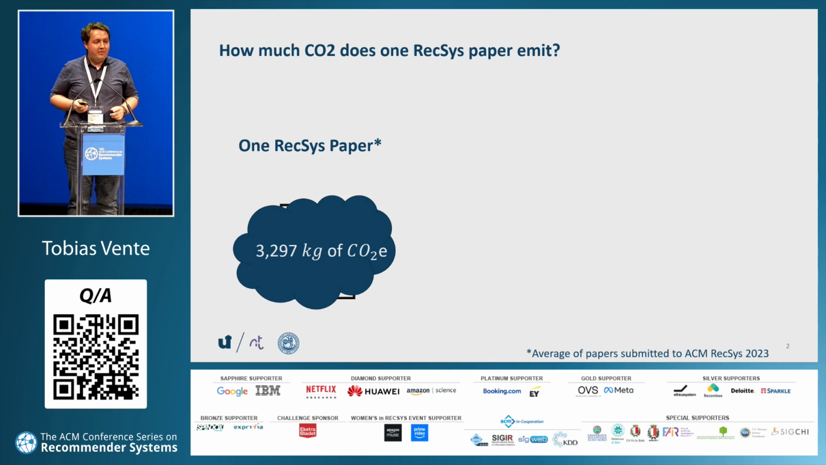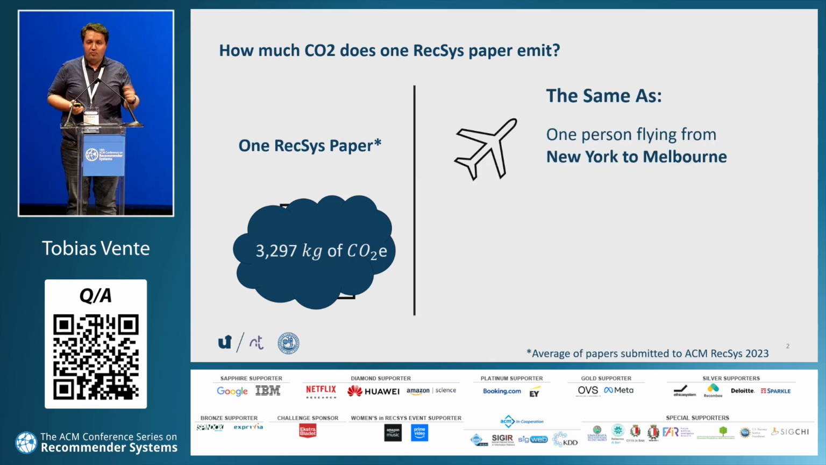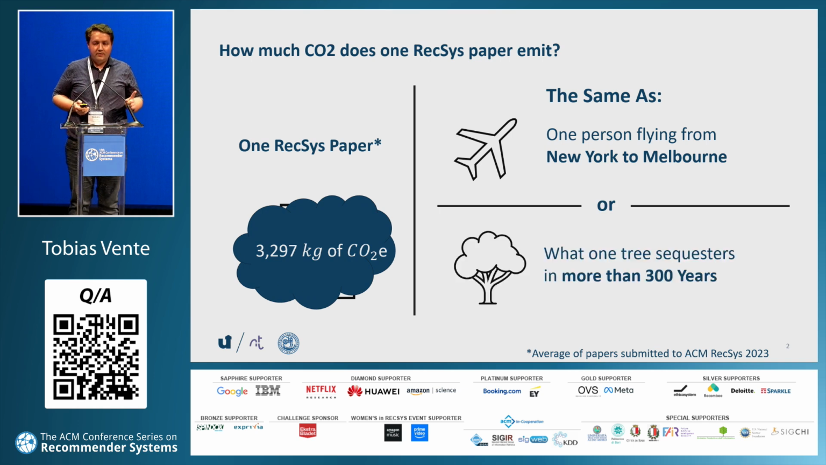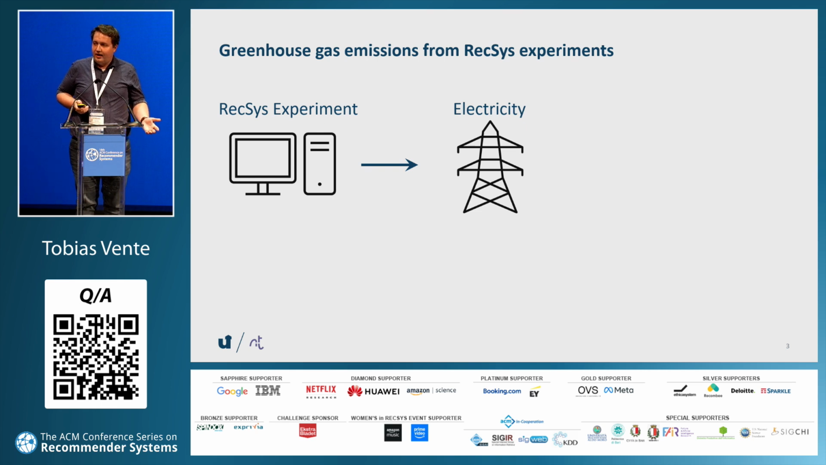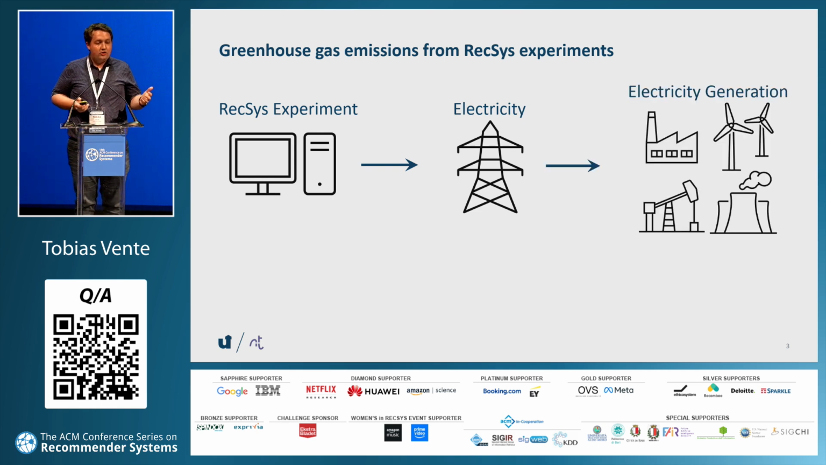I'm quite sure that this number doesn't help a lot of you, but this is the same as one person flying from New York to Melbourne, or what a single tree can sequester in more than 300 years. But I guess we need to clarify a bit, because the devices that I use to run experiments don't emit CO2, right? I don't have an exhaust on my device. But they consume electricity, and electricity needs to be generated. There are multiple ways of electricity generation. Some are better for the environment, and others are worse.